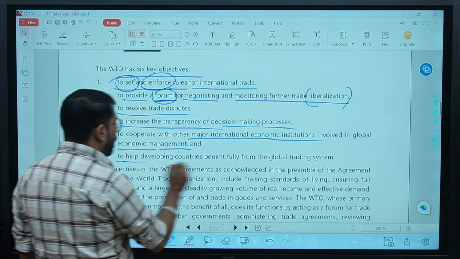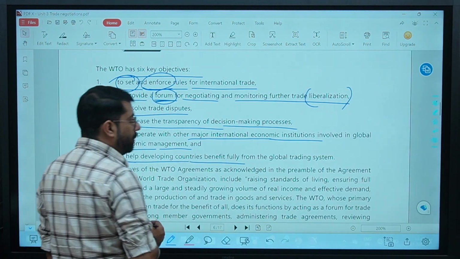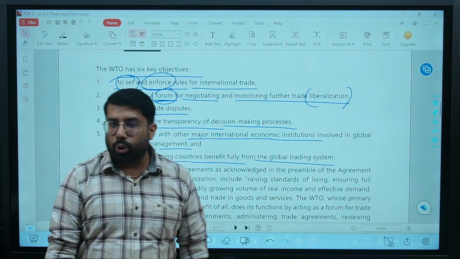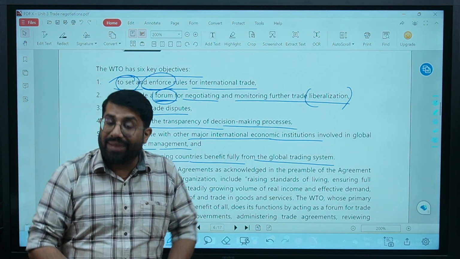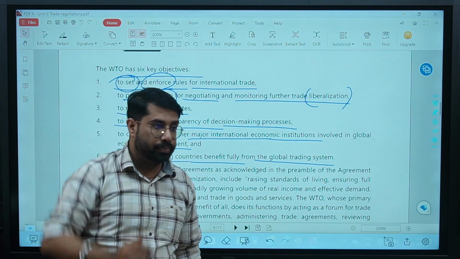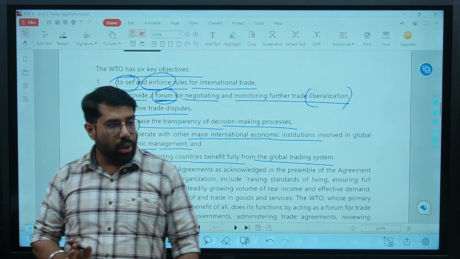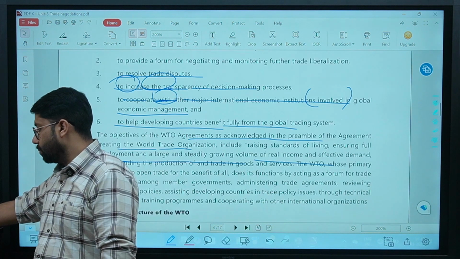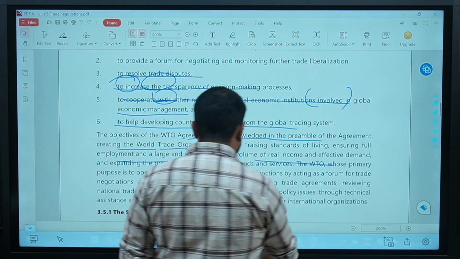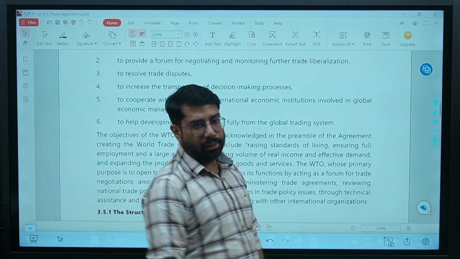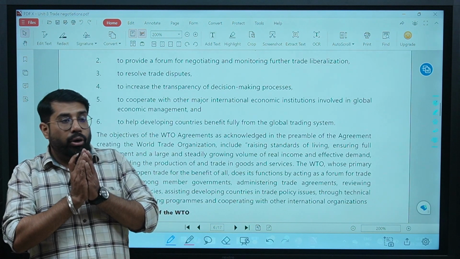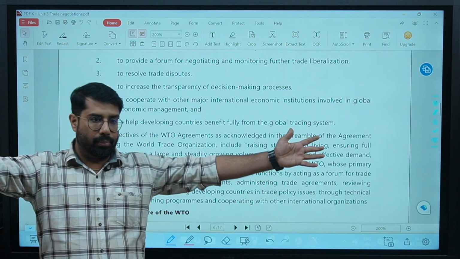Last is to help developing countries benefit fully from the global trading system. WTO also focuses on helping the developing countries so that they can develop at a faster rate and they can come up in the world trading system. Are you clear? Yes or no? Yes, sir. So transparency. Transparency means that everything should be clear. Everybody should know what is happening. That is what we call transparency. It means we are not taking decisions, we are not hiding anything from you. We are just being open.